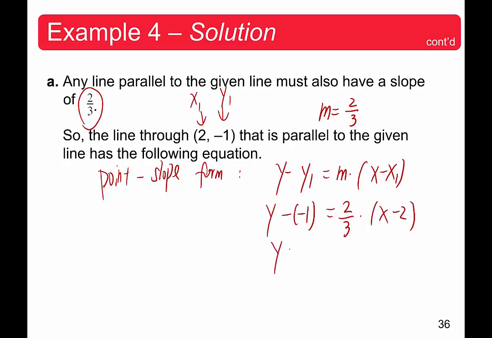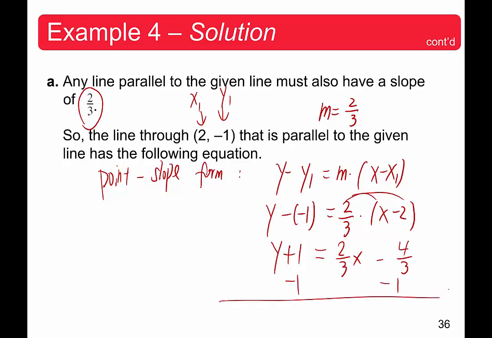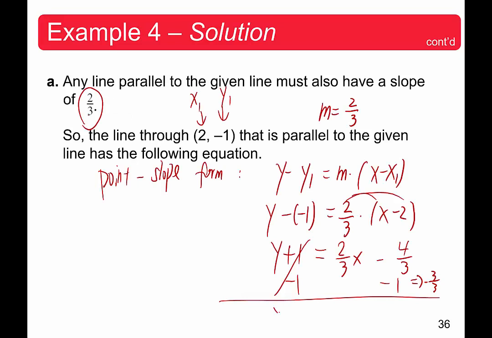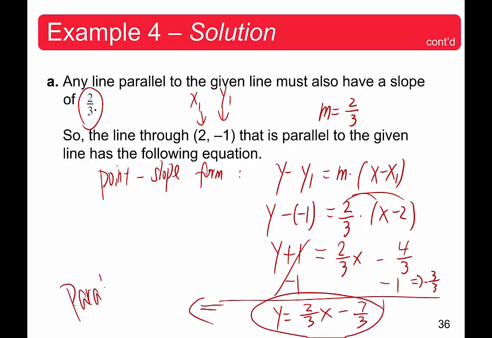Now simplify: y plus 1 on the left, distribute it, 2/3 of x, and 2/3 times -2 becomes -4/3. Now get y by itself, subtract 1 from both sides of the equation. 1 is equivalent to 3/3. Now with the like fractions, combine them, so we get y equals 2/3 of x minus 7/3. So this is the equation of the parallel line to the given equation.